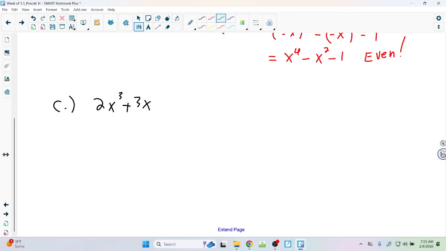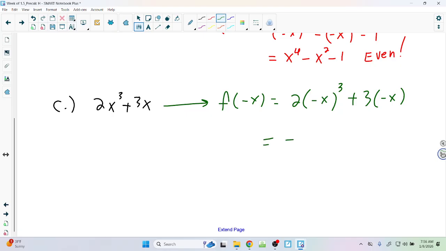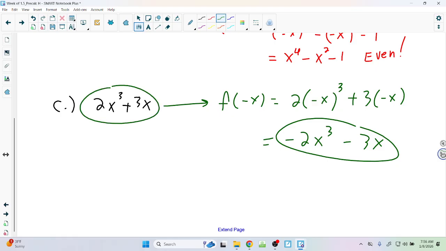So if we put in negative x, f of negative x, that would be 2 times negative x cubed plus 3 times negative x. You see how I just replaced the x's with negative x's? That's all I did. When I take this and cube it, does the sign now become negative? It does. So I have negative 2x cubed, and I have negative 3x. Is this exactly the same as this? No. Is it exactly the same but a different sign? Yes. So it's odd.